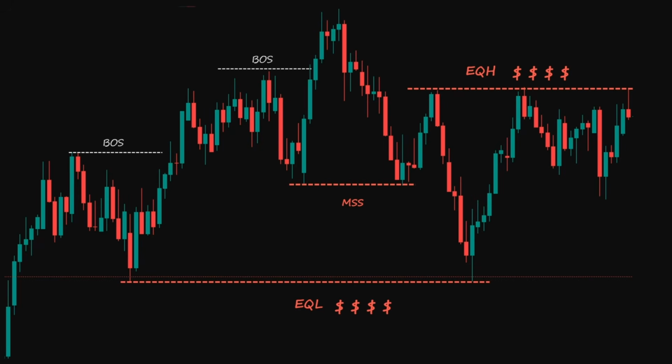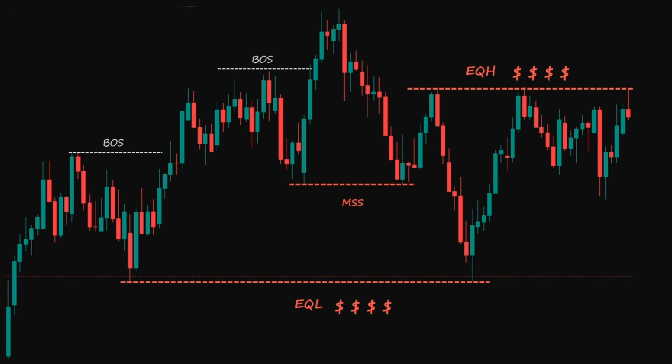Here's the first big point. The market is naturally drawn into these pools of liquidity, and once it taps them, that's usually where bigger reversals happen. But here's the catch, just knowing the theory isn't enough. The real challenge is figuring out where the important liquidity actually is. And for that, you must understand context.